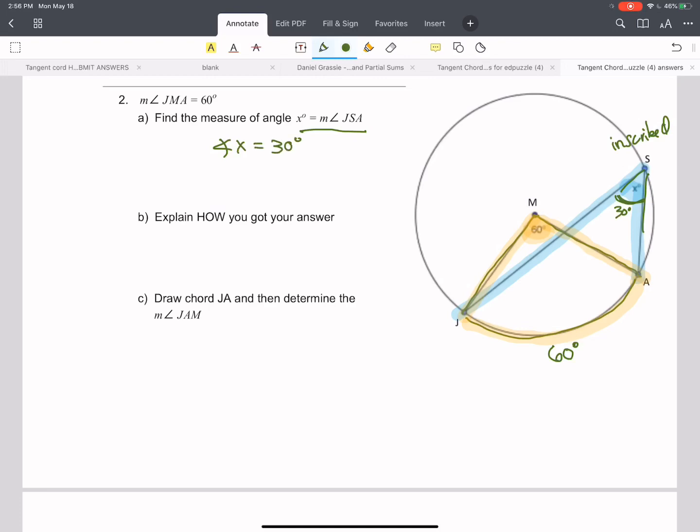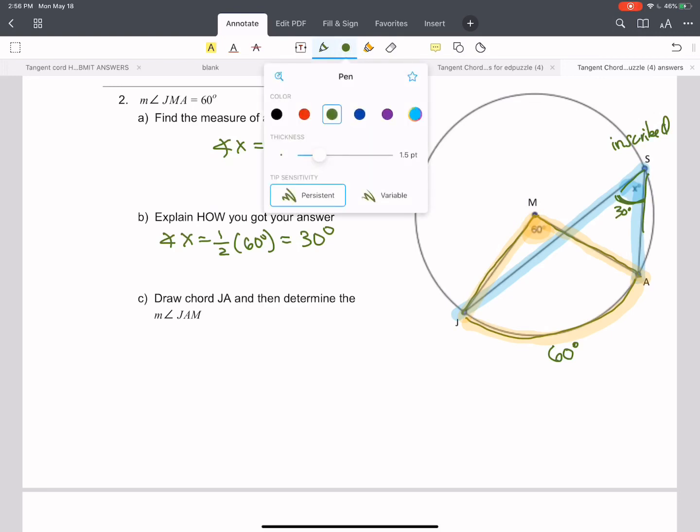Explain how you got the answer. So angle X is 1/2 of 60 degrees, and that's 30 degrees. It's half the arc.